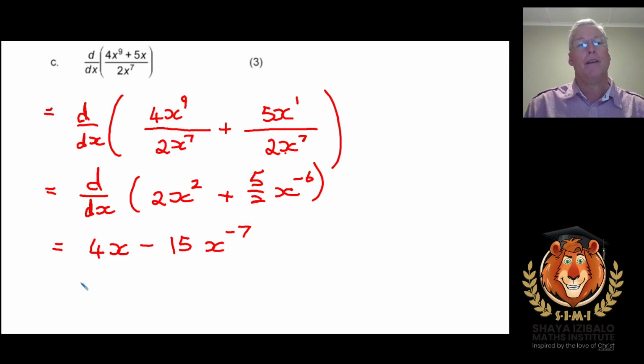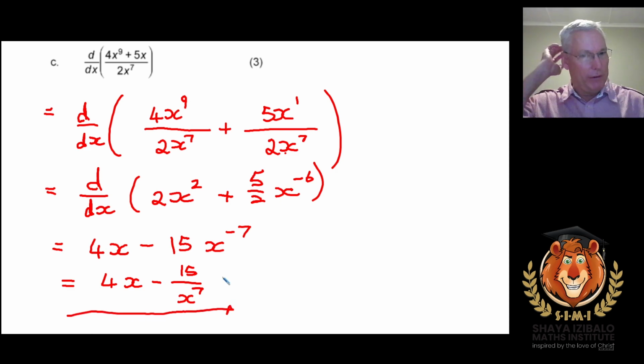Right. There it is. The last thing I need to do, though, is just make sure that I've got my answer with a positive exponent. So that's going to be 15 over x to the 7. Okay. And that's how that one looks.